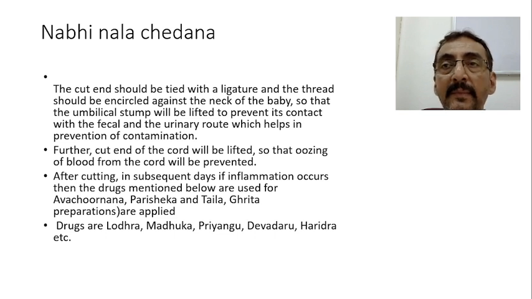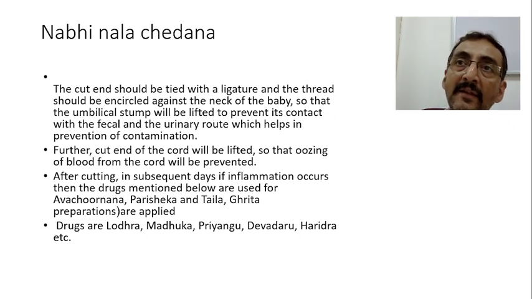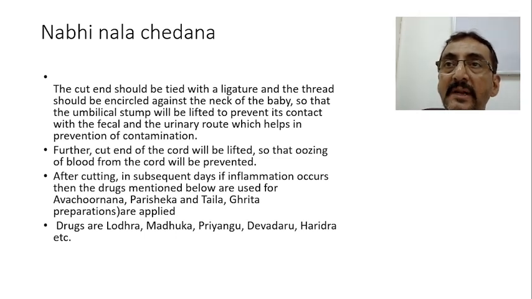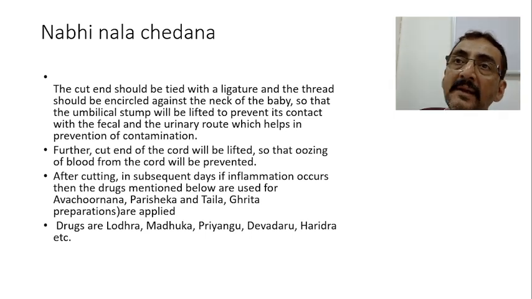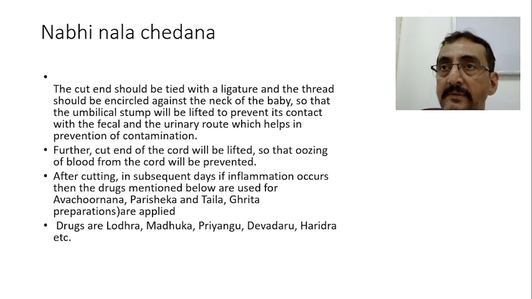Leaking of the blood from the umbilicus is also one of the main problems if you are not doing this procedure properly. As a solution for that, Charaka says that you tie it around the neck of the baby. The thread should be tied around the neck of the baby, so that it also helps to prevent the contamination from the urinary and stool area. In the meantime, it also helps to prevent the oozing of the blood because it is upward directed.